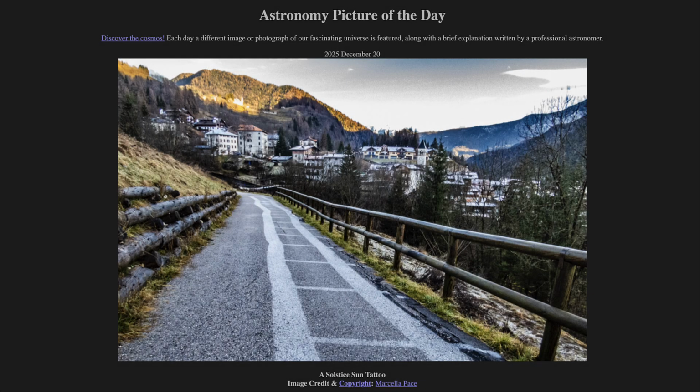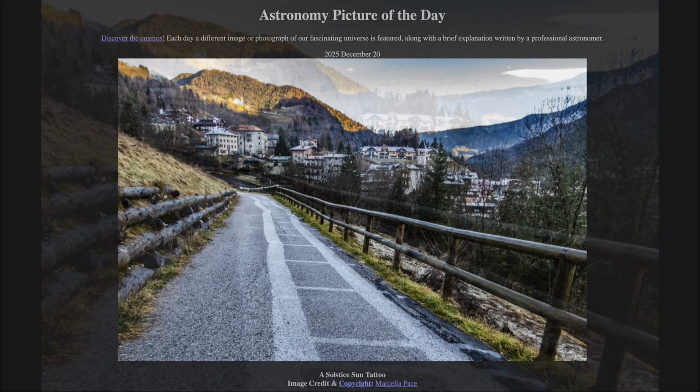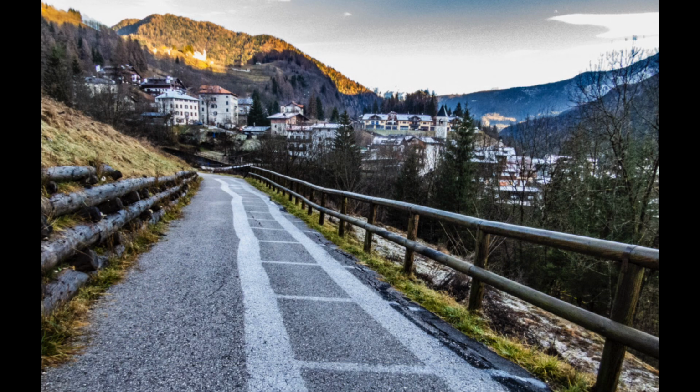Today's picture for December 20th of 2025 is titled A Solstice Sun Tattoo. So what do we see here? Well, here we see an image taken on the solstice, and near the solstice is when the sun, for the northern hemisphere, is at its lowest point in the sky. So the sun at noon will then be as low in the sky as it gets, and it will get higher and higher over the coming months as we then approach spring. So on the days around the solstice, the sun will stay very low in the sky and not change its position a whole lot. So it will rise, get to a very low level, and then begin to set.